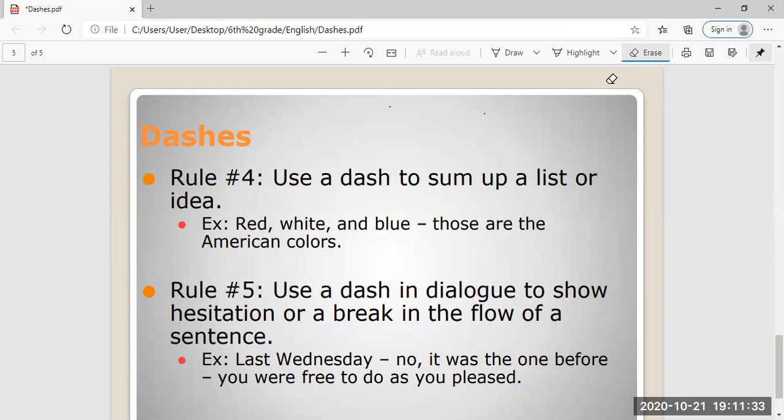Fish, meat, and vegetables are my grocery shopping. Pen, pencil, and ruler are the main school supplies. So what we will say is: pen, comma, pencil, and ruler, dash, are the main school supplies. Rule number five, and the last rule: use a dash in a dialogue to show hesitation or a break in the flow.